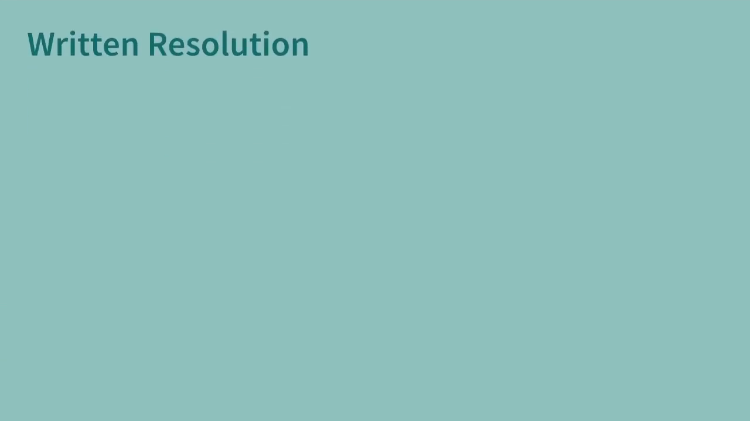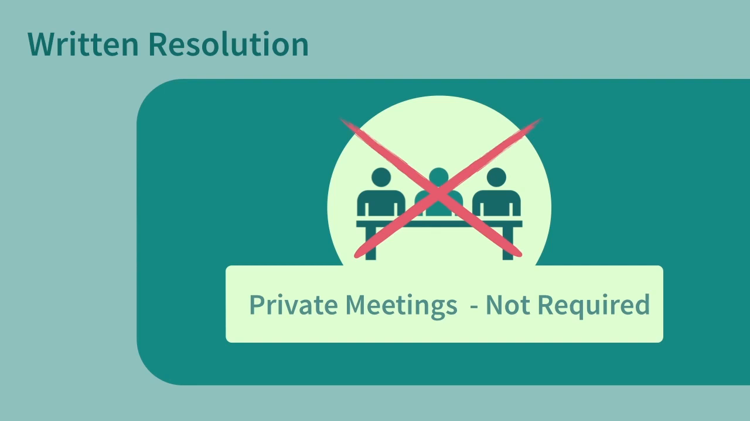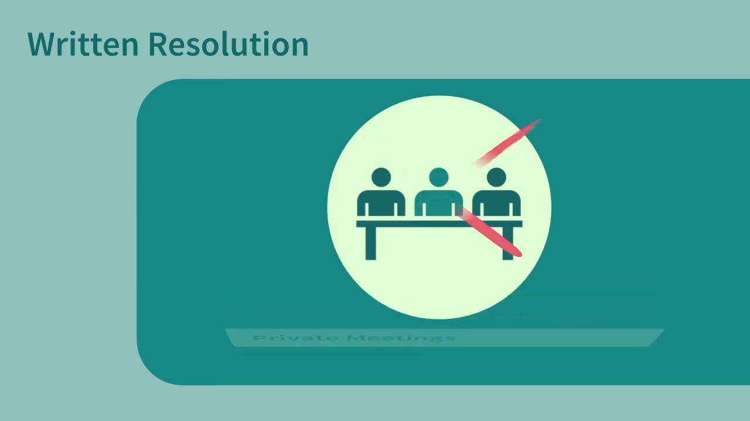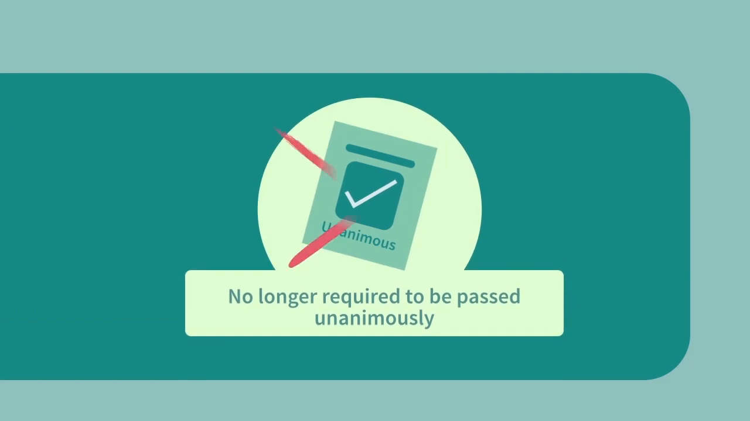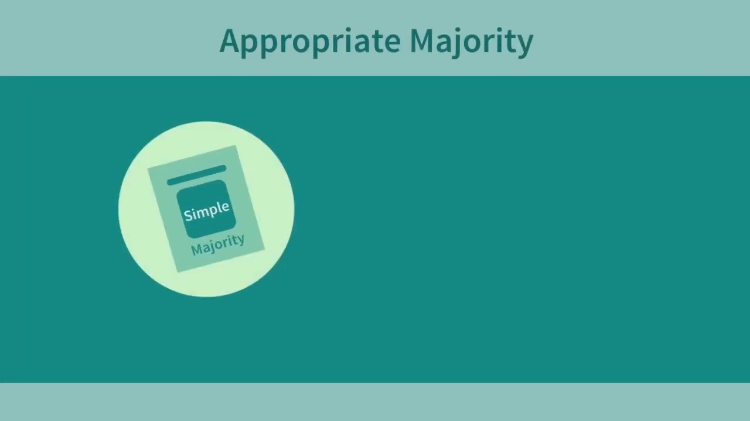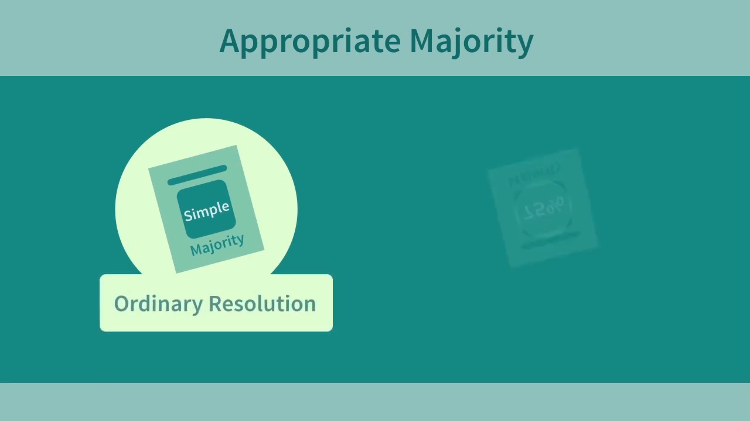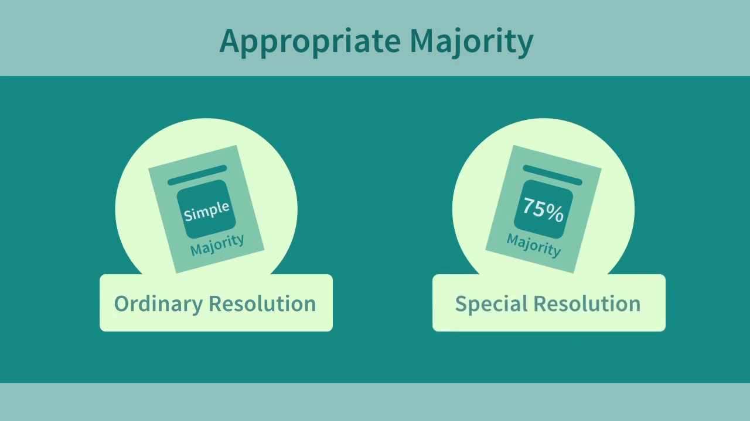Written resolutions. Private limited companies are no longer required to hold meetings and can take decisions by way of written resolutions as per Section 281 of the Companies Act. The Companies Act no longer requires unanimous votes to pass a written resolution. It merely requires the appropriate majority of total voting rights, a simple majority for an ordinary resolution and a 75% majority of the total voting rights for a special resolution.